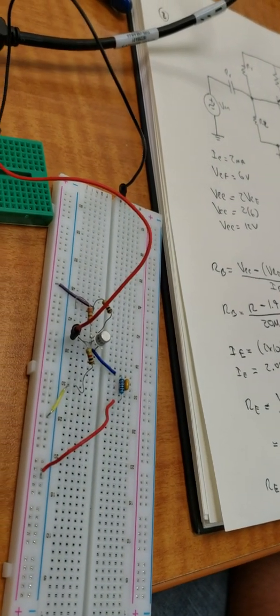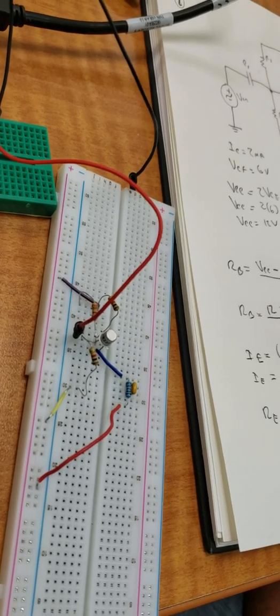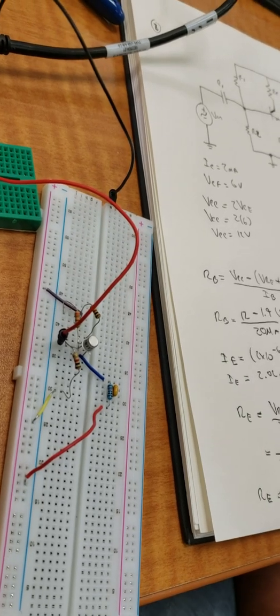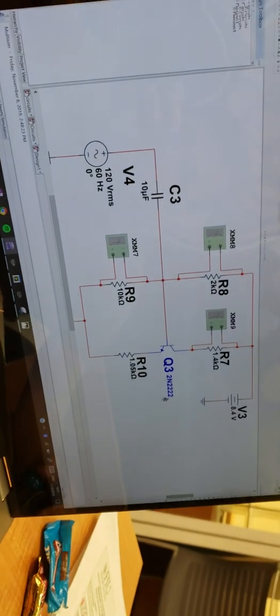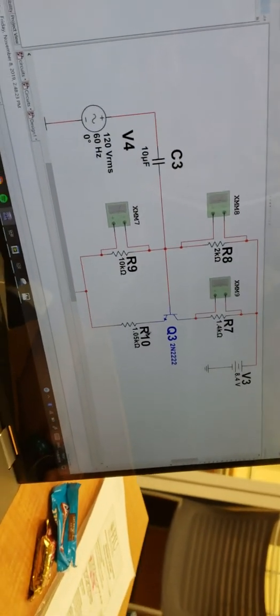Moving on to the last part. This is the setup for the last part, for the part 3. It was the same thing. We needed to find the value of the resistors.